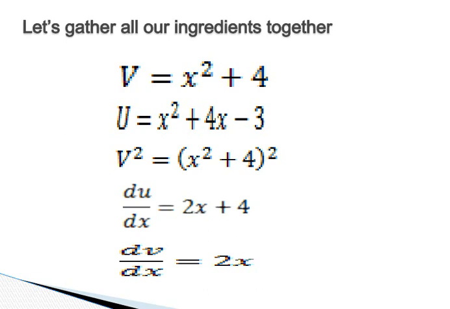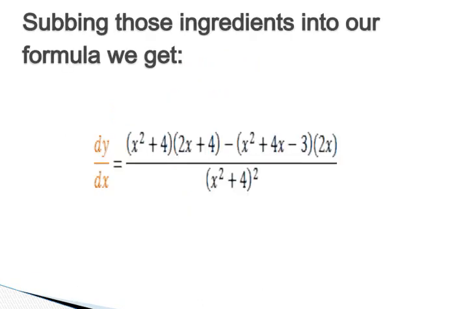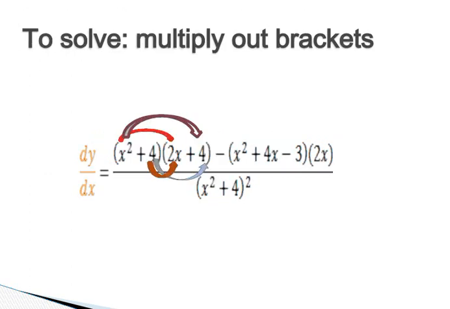So in full we have v equal to x squared plus 4, u equal to x squared plus 4x minus 3, v squared equals (x squared plus 4) all squared, du dx equals 2x plus 4, and dv dx equals 2x. Subbing these into the quotient rule, we get dy dx equal to (x squared plus 4) multiplied by (2x plus 4), minus (x squared plus 4x minus 3) multiplied by 2x, divided by (x squared plus 4) all to the power 2.